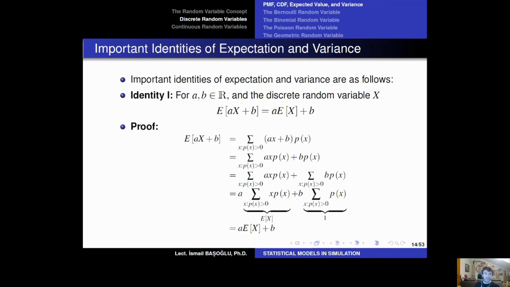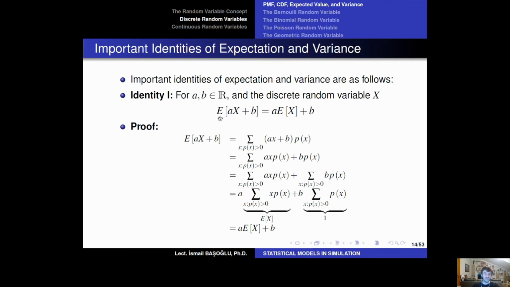Okay, now on expectation and variance, we have some important identities which can easily be proven for discrete random variables, and the same proof can also apply for continuous random variables as well. Now, here we have a and b as real numbers, and ax plus b is basically a linear function of random variable x. So we are multiplying the random variable x with a multiplier here, which is called the slope of this linear function, and b is called the intercept of this linear function.